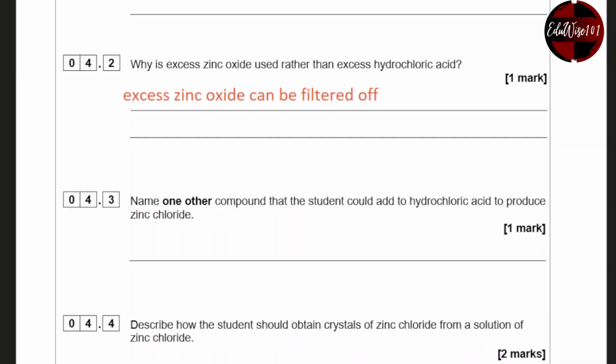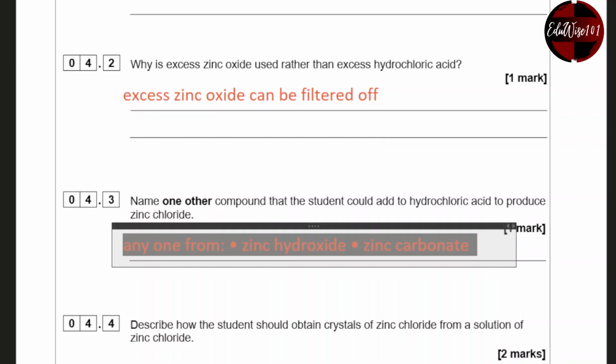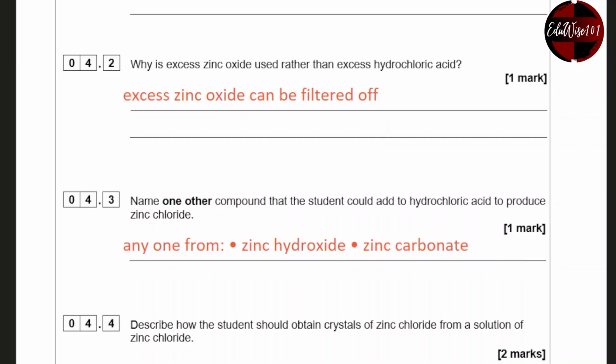One other compound that could be added to hydrochloric acid to produce zinc chloride. So we're looking for other compounds of zinc which is not zinc oxide. So you could add zinc hydroxide or zinc carbonate. Both of them will work. If you add zinc hydroxide, you're simply going to get zinc chloride and water. And if you add zinc carbonate, you'll get carbon dioxide plus the water and zinc chloride.